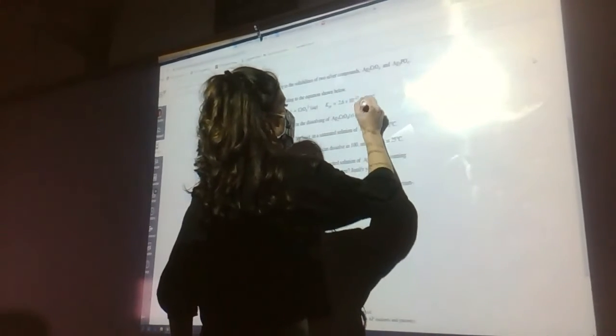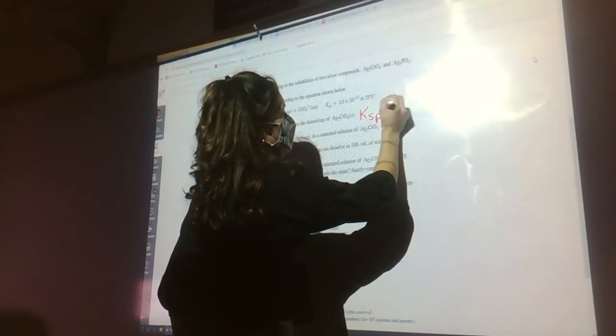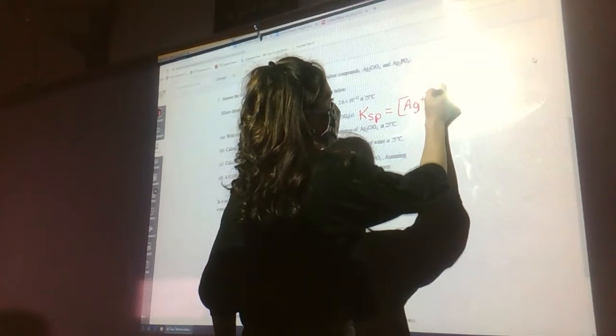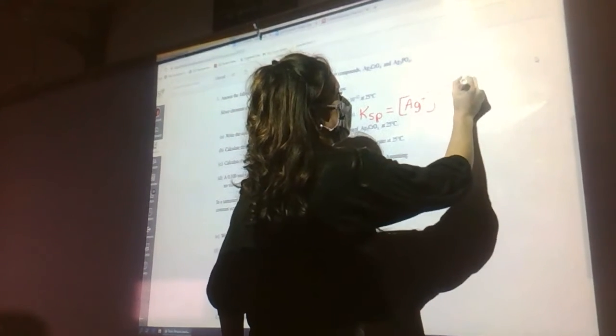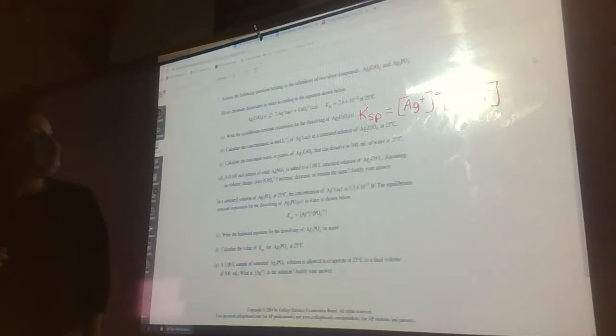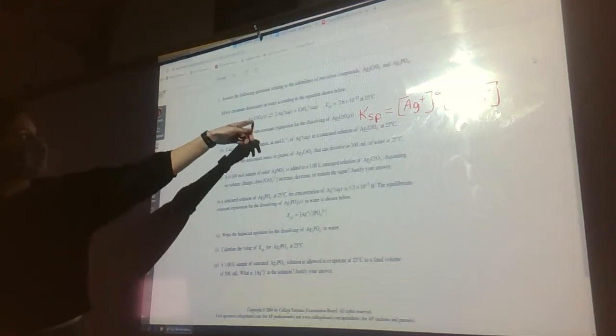Write the equilibrium constant expression for the dissolving of silver chromate. So KSP equals the concentration of silver squared times the concentration of chromate. Questions about that? We don't include solids, so the reactant wasn't included.